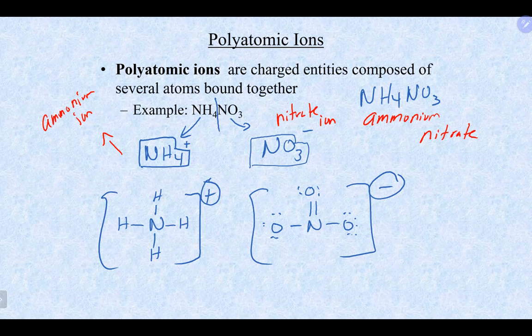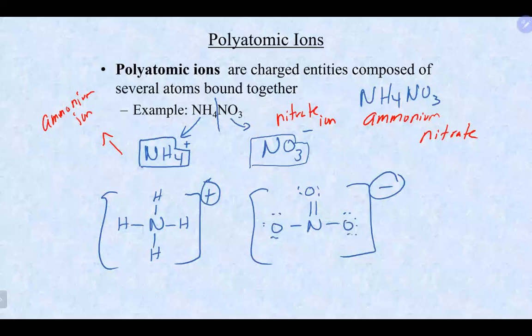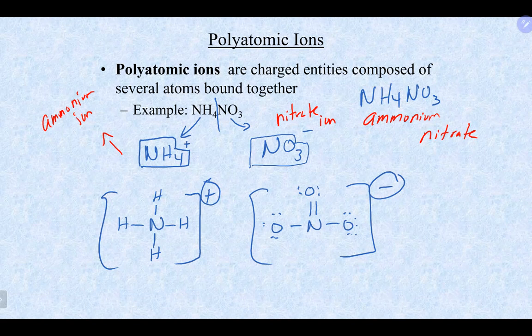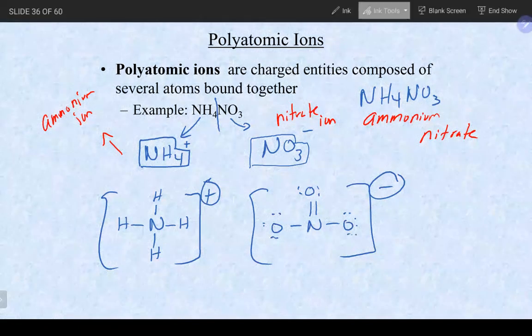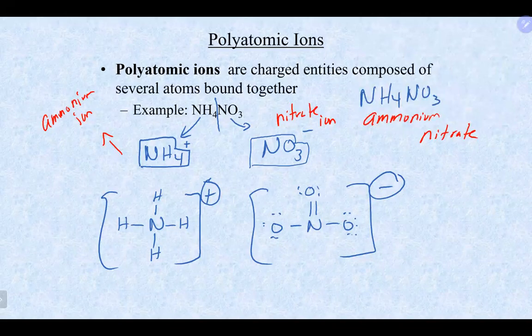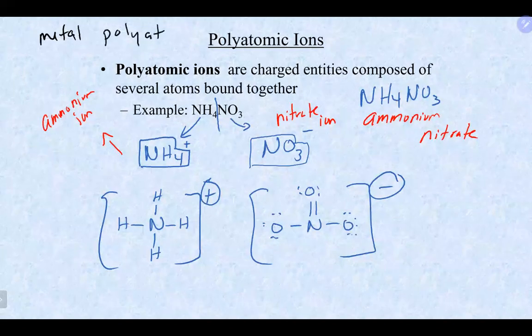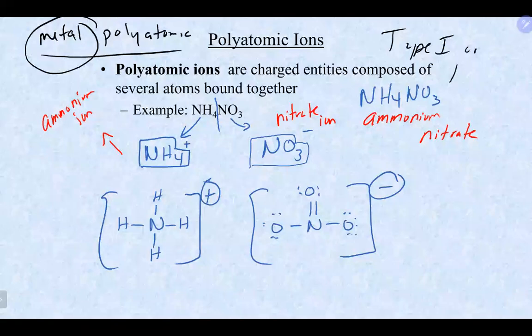But for the vast majority of polyatomic ions, what you're going to end up having is a metal and a polyatomic ion coming together. So the metal will be your positive cation, and the polyatomic ion will be your negative anion. And what that basically means is, as we talked about previously, whenever there is a metal involved, it is always the most important thing. So in most cases, you'll have a metal and a polyatomic ion together, which means you basically default back to type 1 or type 2 naming.